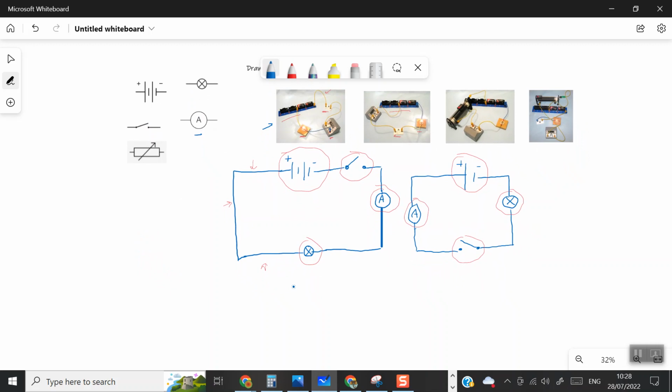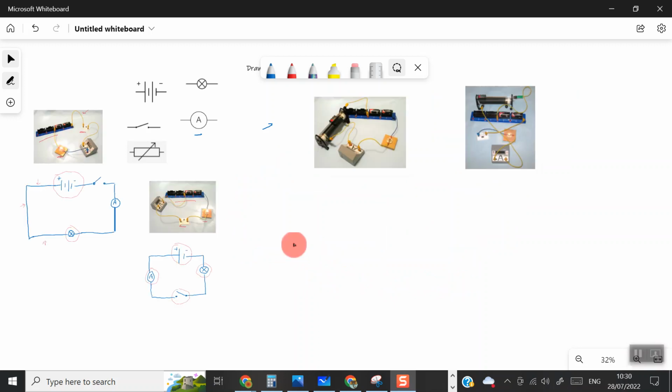So again, we have our battery source at the top. Okay, let me just get rid of these so that I can actually, okay, I just moved these over here just to make a bit of space. So let's have a look at this one here. How do we construct this graph?